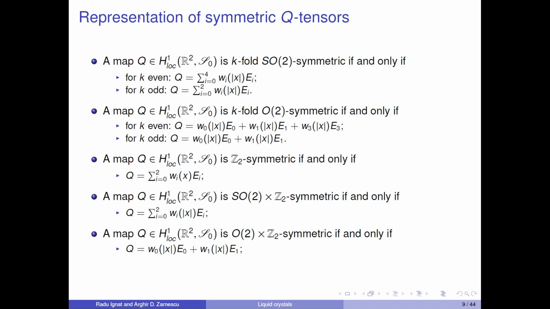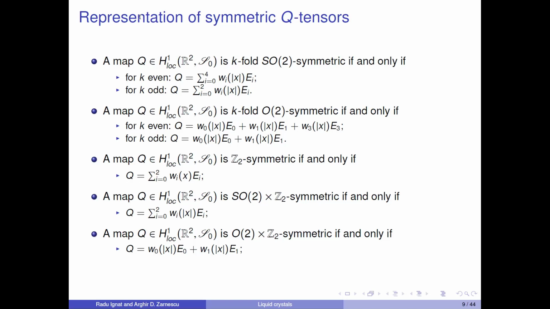So then you also have a reduction in the number of components, and you can see quite dramatic differences. K-fold SO2 symmetry will have all 5 components here, but only 3 components here for K odd. And if you have this additional reflection, you have just 3 components in the even case and just 2 components in the odd case.